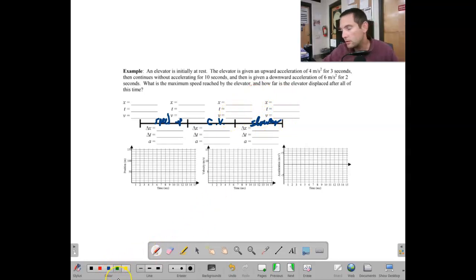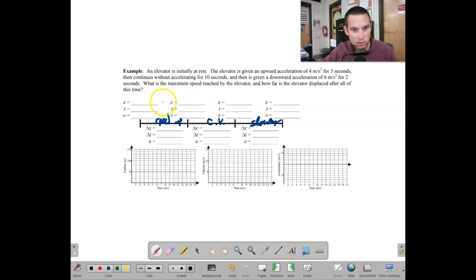Of course, if your acceleration is moving in the same direction as your velocity, then you're speeding up. If your acceleration is in the opposite direction as your velocity, then you're slowing down. All right, let's get to it.